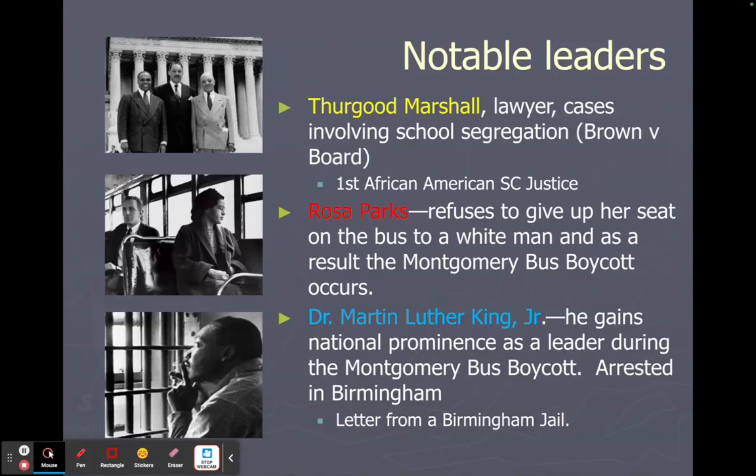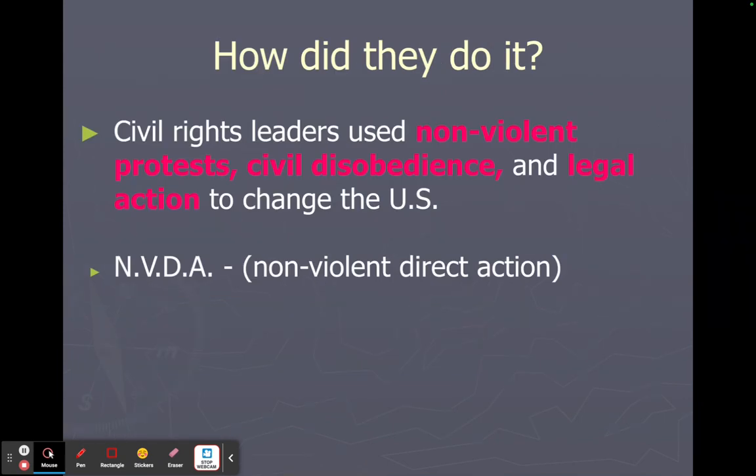He writes a famous primary source called Letter from a Birmingham Jail. So how did they do it? The civil rights movement was very different because it's going to use nonviolent protest, where we're not going to be fighting with fists.